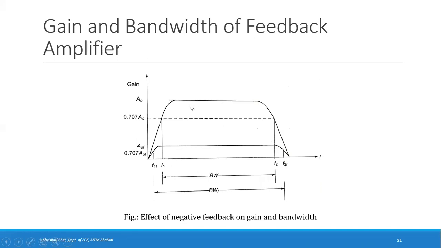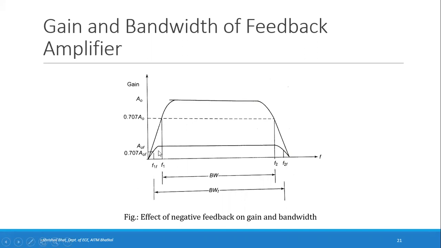This is when you consider the amplifier without feedback. When you consider feedback, the gain reduces. So this is the gain frequency response for the gain with feedback. The peak value is A naught F. You can see it is reduced. It was this much, and it has reduced to this much.